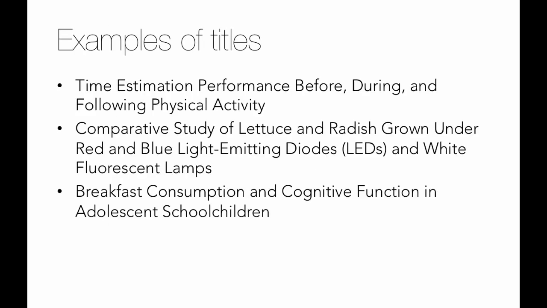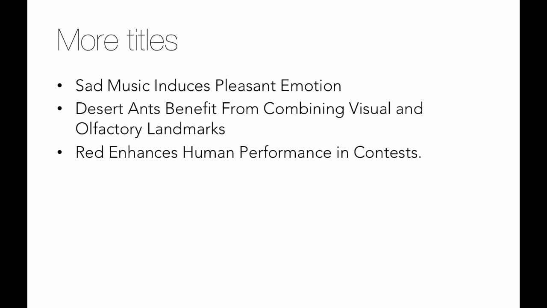Okay, let's look at some examples. These titles all explain the independent and dependent variables. Okay, for example, time estimation, that's the dependent variable. Time estimation performance before, during, and following physical activity, that's the independent variable. These titles all explain the main findings. Red enhances human performance in contests. Sad music induces pleasant emotion.